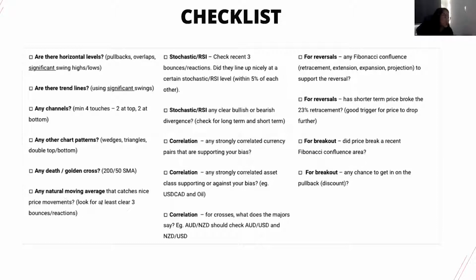Do I see any natural moving averages? Then I pull out my indicators. And then for reversals, do I see all of this? And for breakouts, do I see any of this? So if you guys want to take a screenshot or whatever it is, maybe jot this down somewhere.